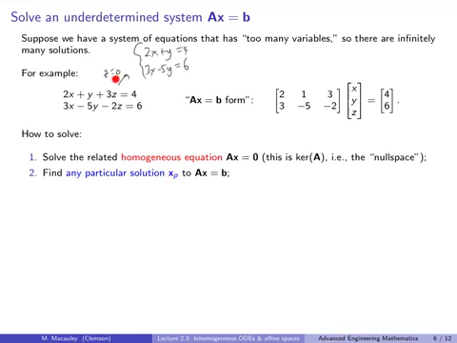Now we didn't have to set z to be 0. We could have set it equal to 1, or we could have set x to be 0. Once in a while we get unlucky and we can't solve this, but generally this is going to work.